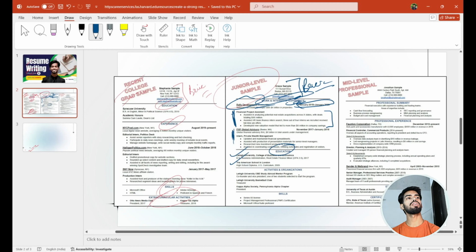Next, we have activities and organizations. If you have led some clubs or committees, or you have performed some kind of leadership roles, तो आप वो चीज़ यहाँ पे लिस्ट कर सकते हो, ठीक है.